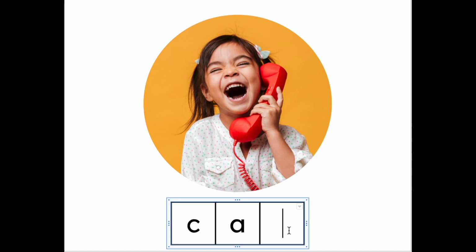What's the last sound you hear in the word call? Ul. What letter makes the ul sound? L. And we actually need 2 L's because of the floss rule here. The L's are doing 2 jobs in this word. They are making the ul sound at the end of the word, and they are making the A say ah. Nice job. Let's go to our next word.